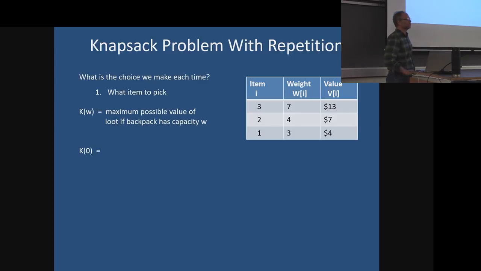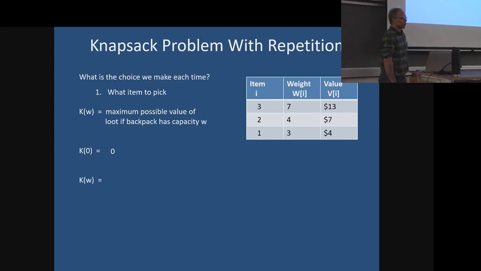What's K of 0? Well, let me first observe: this is all for the first step. I've said this several times. You've got to define something that characterizes subproblems. In this case, the subproblem is different capacities left in the pack. What's K of 0? What's the maximum value you can steal if you can't carry anything? Right, 0, that's a base case.